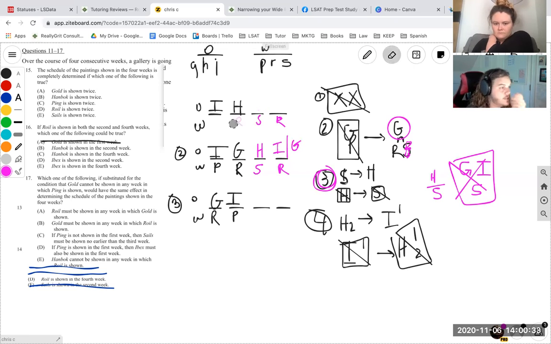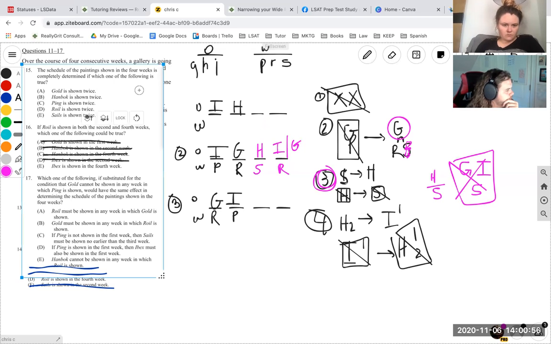Okay, gotcha. All right, H is shown in the second week. That's not it. H is shown in the fourth week. Also not it. I is shown in the second week. That's not it. I in the fourth week. There it is. Awesome. Is there one after 17 or is that it? That is it. So let's go back to 13.